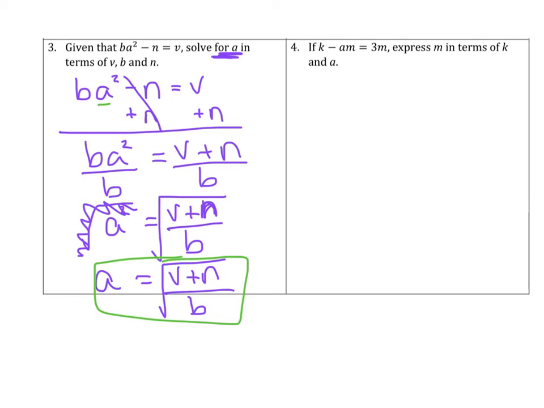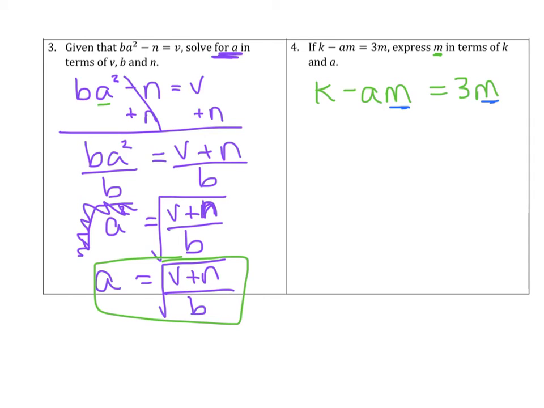Okay, number 4, last one we're going to look at today. If K minus AM is equal to 3M, express M in terms of K and A. Okay, K minus AM is equal to 3M. As I take a look at this, I'm struck by something that is different than any of the other problems. I am asked to solve for M, or get M by itself, but I notice that I have M in a couple places. So that's different. There's more than one M.